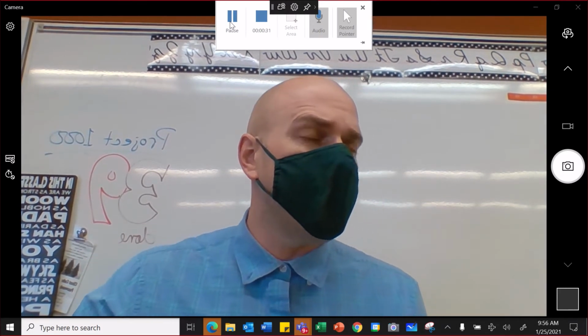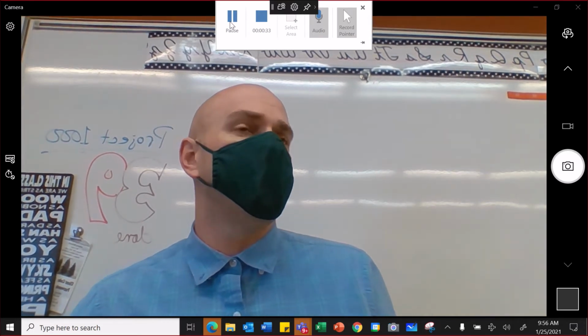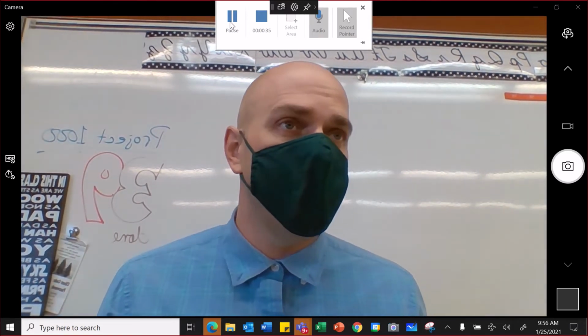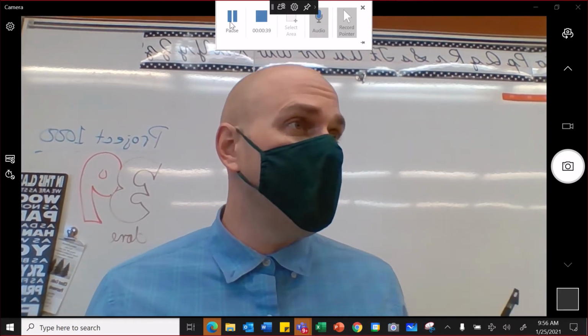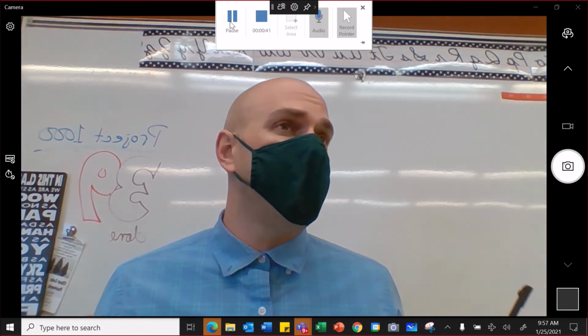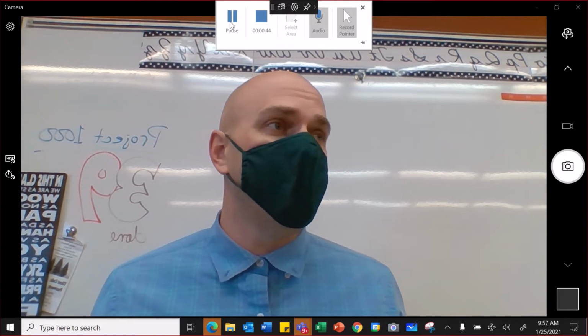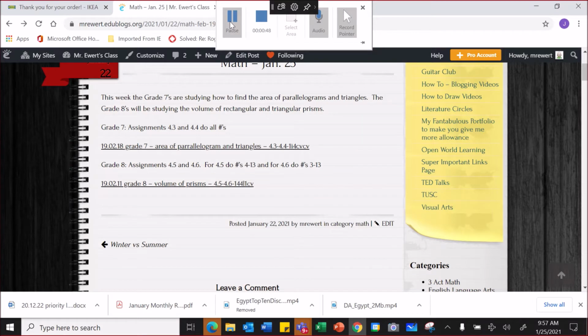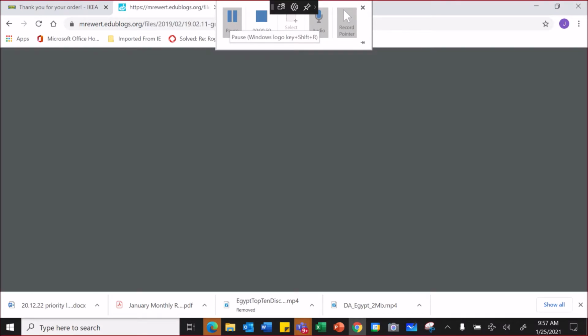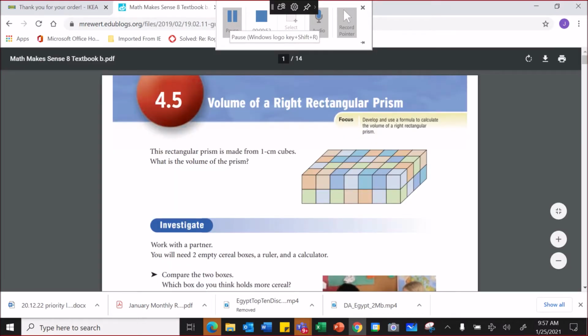So let's get on to today's lesson. We're going to look at the volume of certain solids. We've talked about surface area, and surface area is actually, in my opinion, harder because volume, you just have to follow the formula and get her done. So let's take a look at volume of prisms. It's 4.5, 4.6 in our textbook.